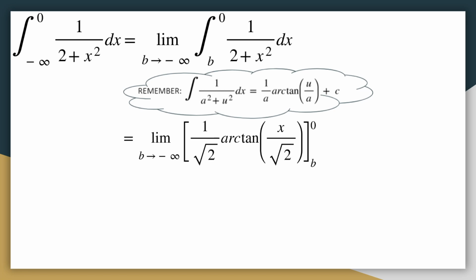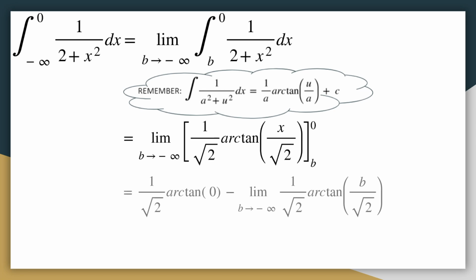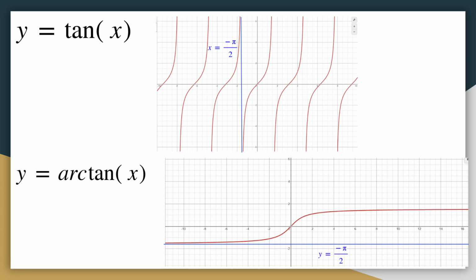X squared can be used as our u squared term, and 2 can be used as our a squared term, but since a is not squared in the antiderivative, we must write the square root of 2 inside and outside arctan. And of course, after finding the antiderivative, we need to plug in both the upper and the lower bounds to evaluate it, continuing to use our proper notation for the limit.